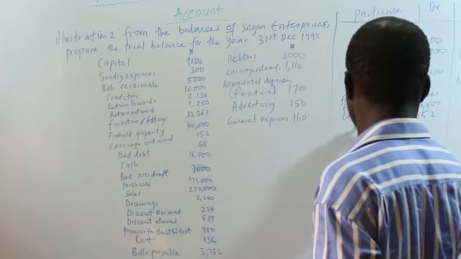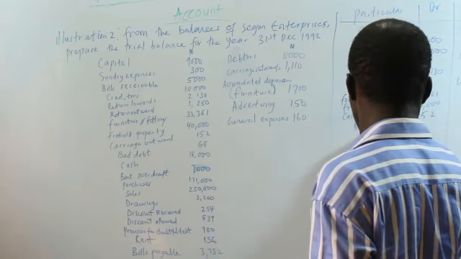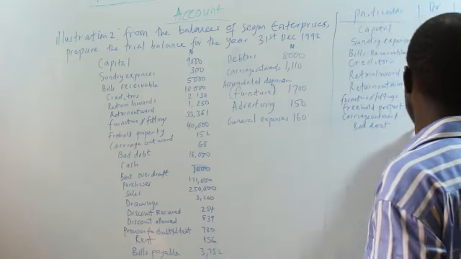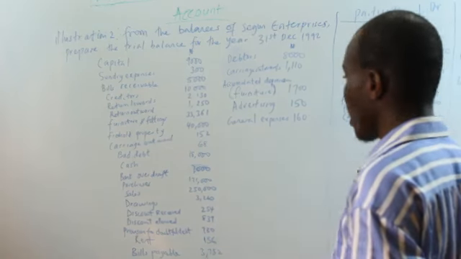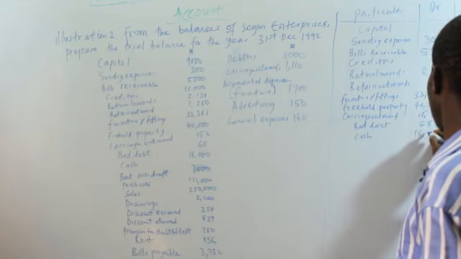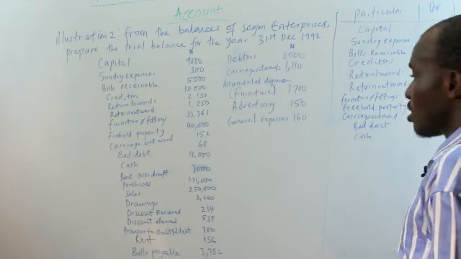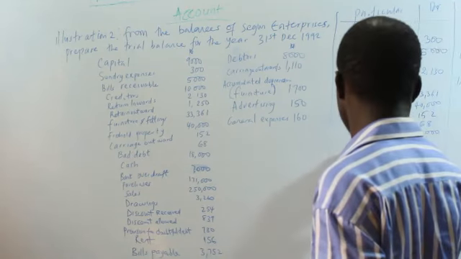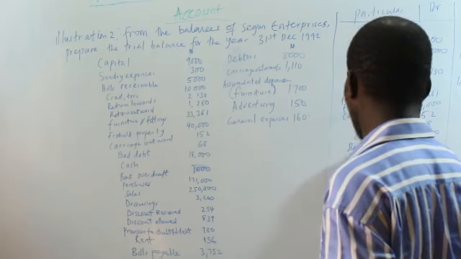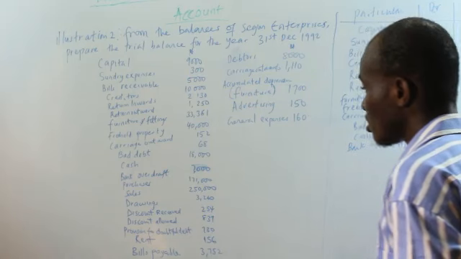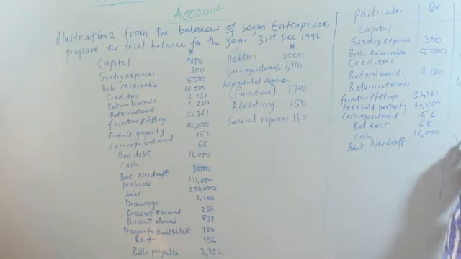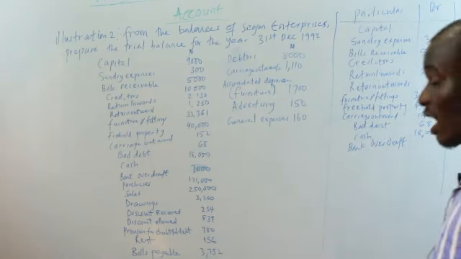So we have bad debt. Bad debt also is an expense. It should be on the debit side. We have cash, an asset, it should be on the debit side. Thereafter, we have bank overdraft, withdrawing more than what you have in the bank. That becomes a liability to the business. So it's a current liability. It comes from the credit side.